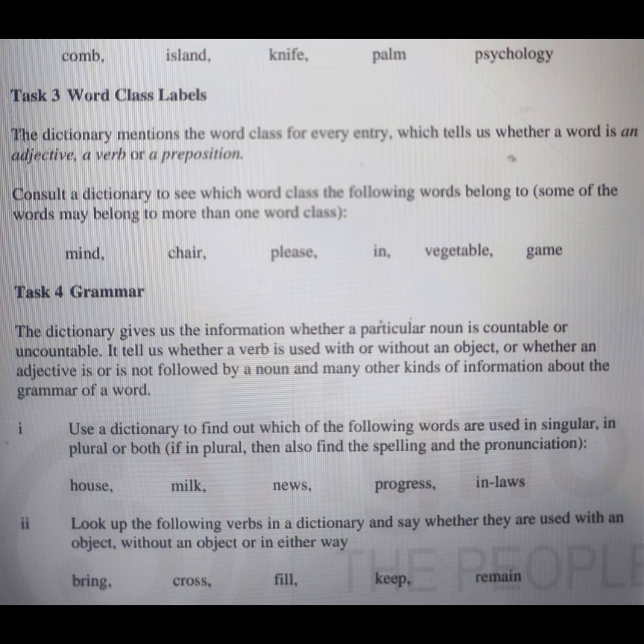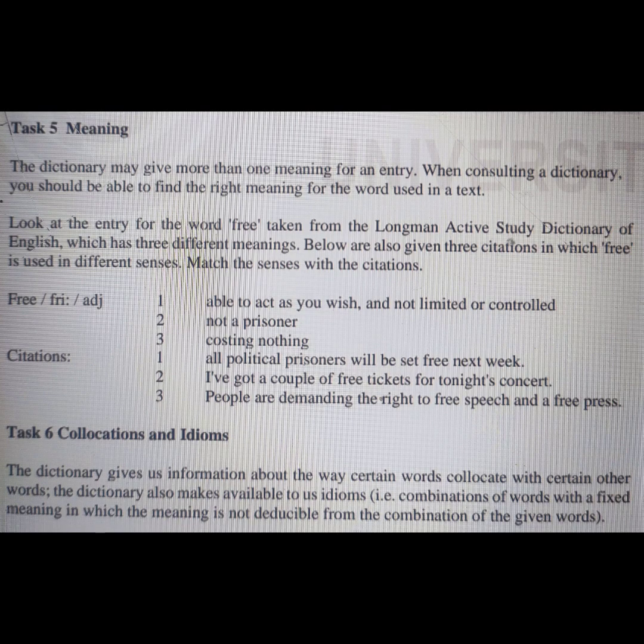Look up the following verbs in a dictionary and say whether they are used with an object, without an object, or in either way. Bring, cross, fill, keep, remain. Task 5: Meaning. The dictionary may give more than one meaning for an entry. When consulting a dictionary, you should be able to find the right meaning for the word used in a text. Look at the entry for the word free, taken from the Longman Active Study Dictionary of English, which has 3 different meanings. Below are also given 3 citations in which free is used in different senses. Match the senses with the citations.